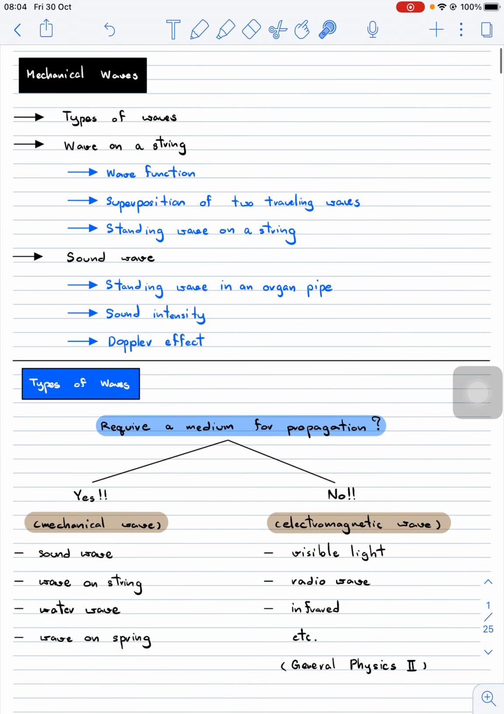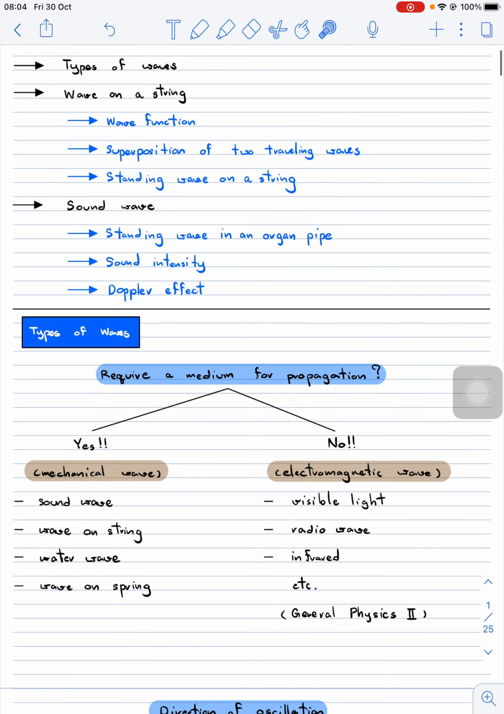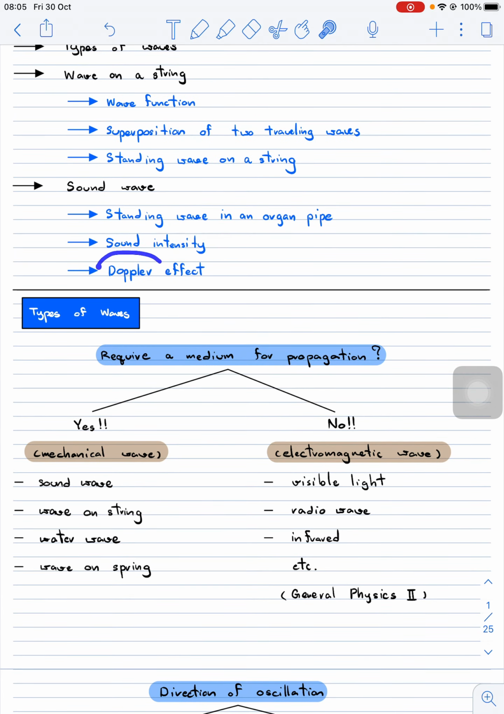And we need to learn about the superpositions or the summation of the two traveling waves. And then finally, we talk about the standing wave on a string. Then later on, we talk about the sound wave. So the idea is the same as the wave on the string. We talk about the standing wave in an organ pipe. We talk about the sound intensity, and then finally, we talk about the Doppler effects here.